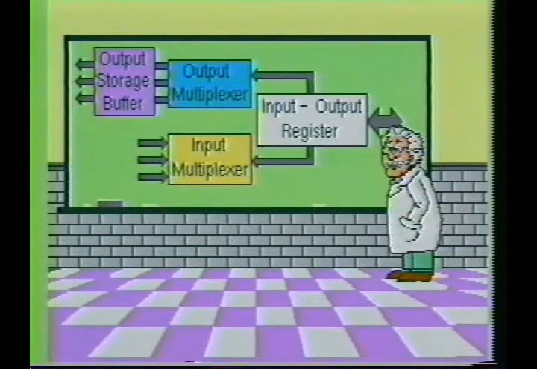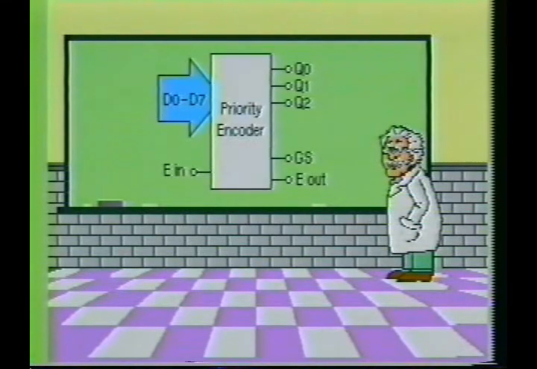The input-output register provides temporary storage during the transmission of information between the CPU and the I/O section. Selection of the input or output device is performed by the input and/or output multiplexers. The output storage buffer provides temporary storage for the data produced by the output multiplexer circuit. Since it is typical for more than one peripheral device to send a request for service at the same time, a circuit is required to determine which device should have priority and be serviced first. This is accomplished through the use of a priority encoder circuit.